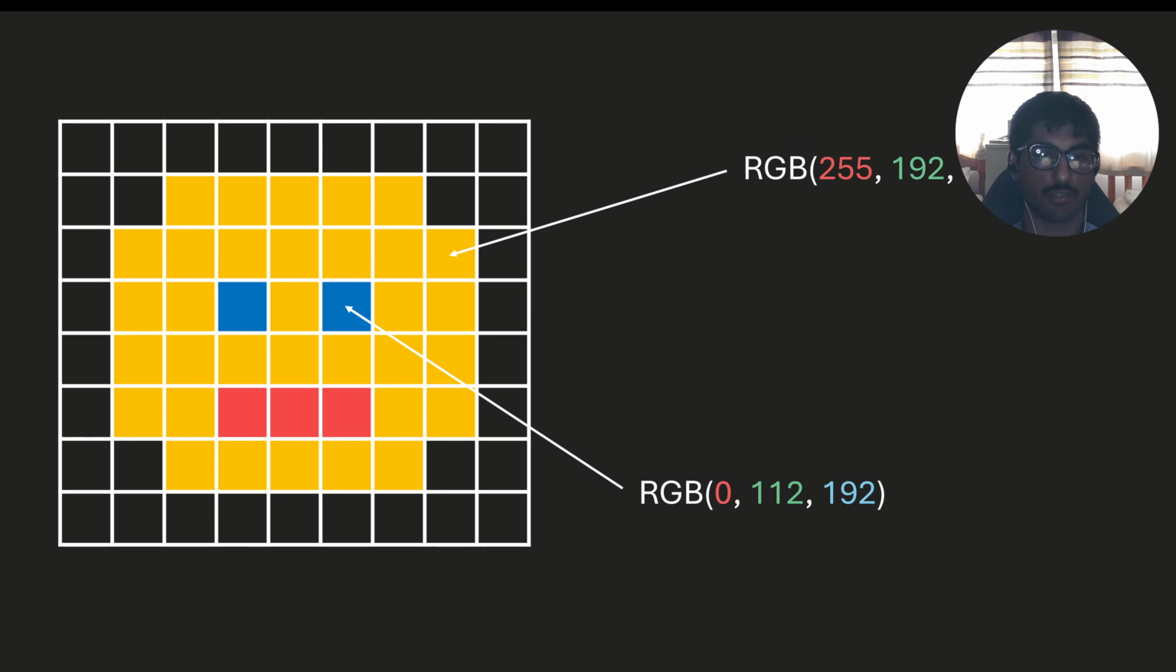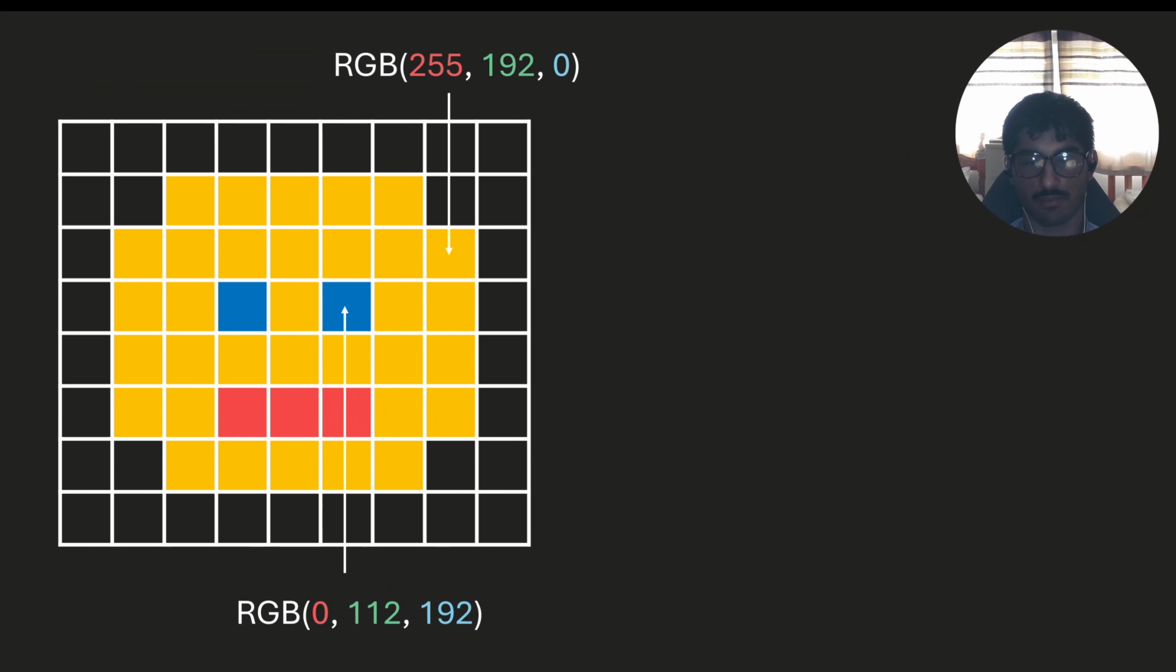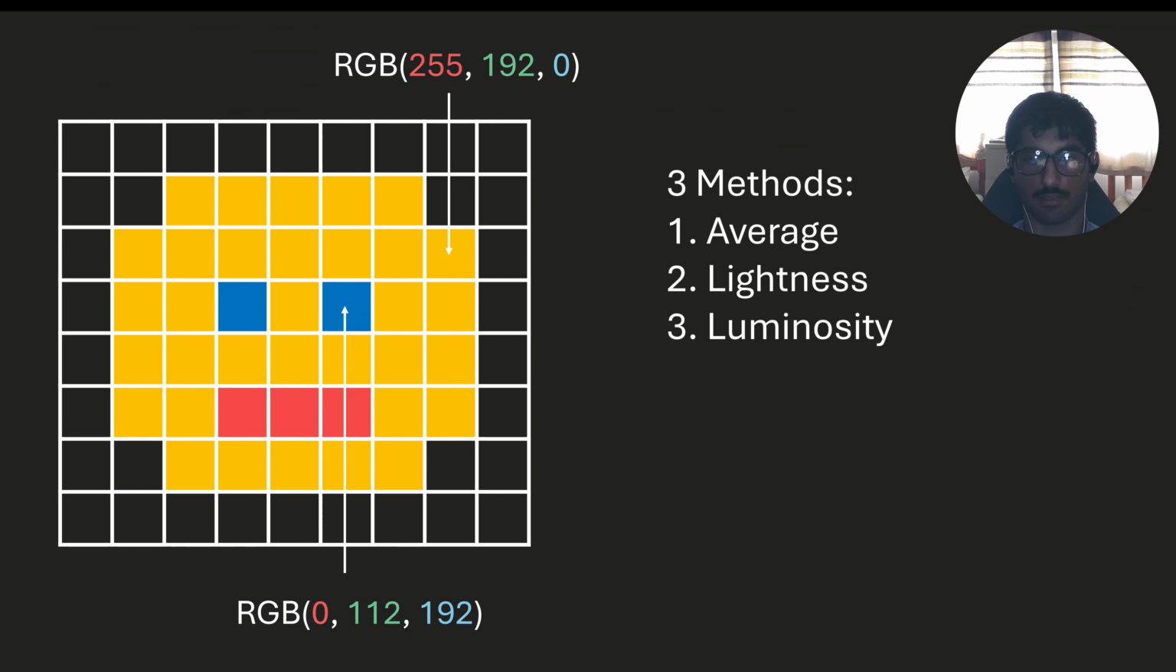Now let's say you wanted to take this image and create a grayscale version of it. How would we do that? Well, as it ends up, there's multiple algorithms we could use to convert these pixels from RGB into a grayscale space. And the three most common ones are called the average method, the lightness method, and the luminosity method. So let's go through each one of them one by one.